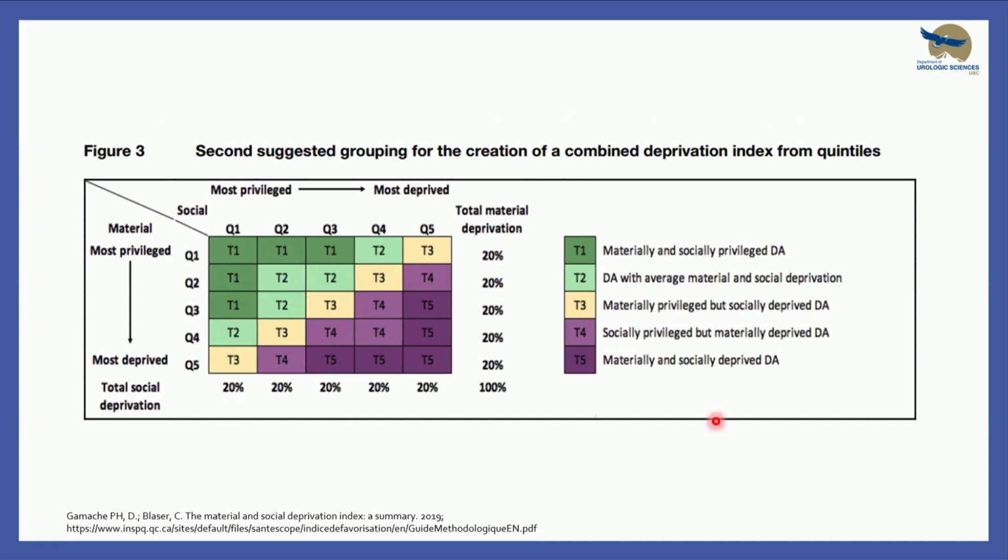So you'll see here, this is how they would create a combined deprivation index. So they have a social deprivation index on this side of the axis and a material deprivation axis on this side. And then from there, you get an overall ranking from materially and socially privileged to lacking one or the other, or materially and socially deprived.